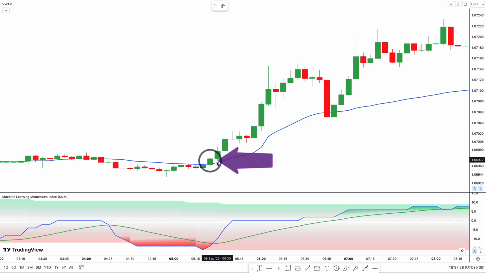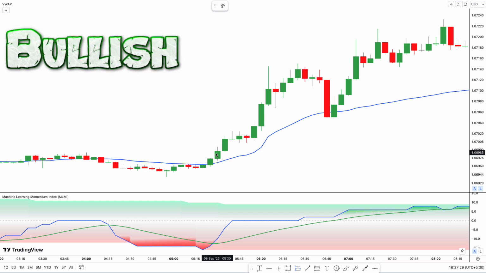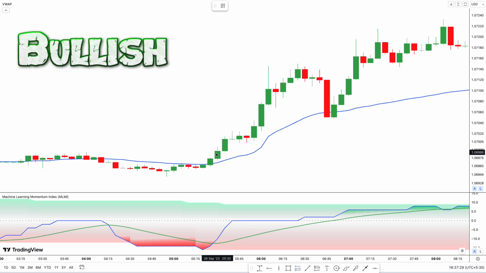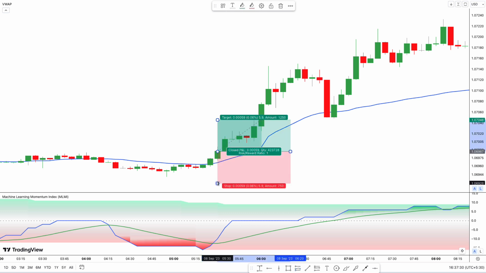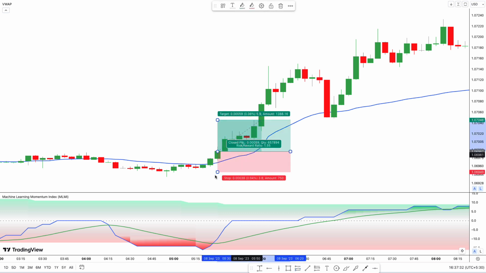Next, the price action should close above the VWAP. This suggests that on average, prices have been higher than the VWAP, which could signify bullish momentum. If both of these conditions are met, you can take a buy position. You can open your trade at the opening of the next candle. Set your stop loss just below the most recent swing low, and your take profit at 1:1.5.